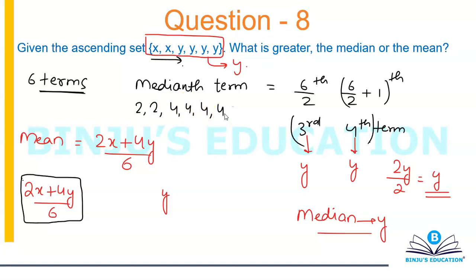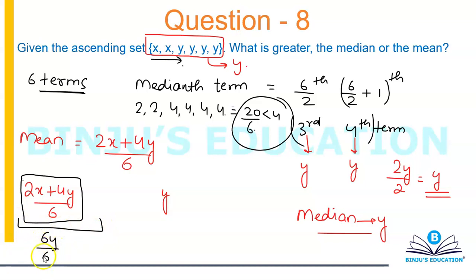If I ask you to calculate the average of these 6 numbers, it will be 16 plus 4, that is 20 divided by 6, which is basically less than 4, yes or no? In this case, that is 2x plus 4y divided by 6. Had my mean been 6y divided by 6, it would have been simply equal to y, because 6 and 6 would cancel out each other. But what I have is 2x plus 4y divided by 6.